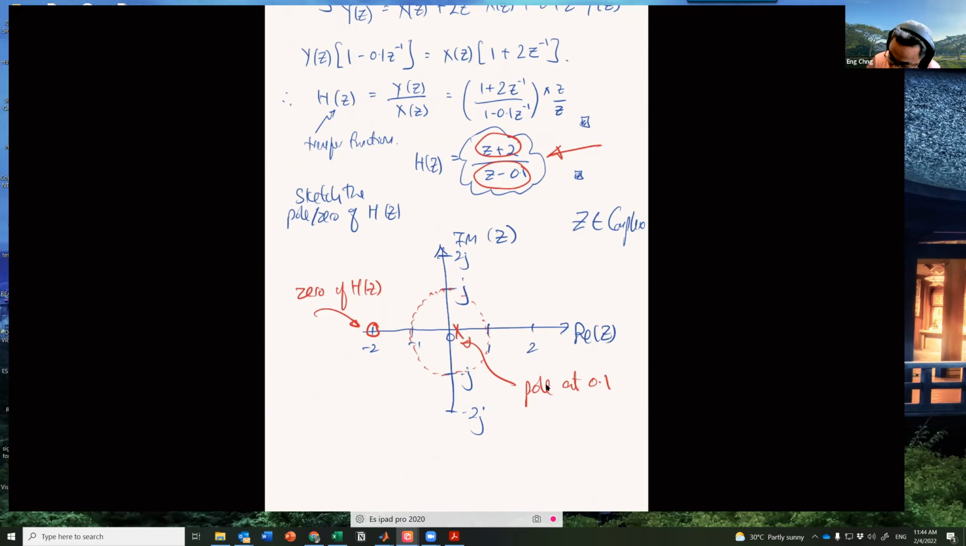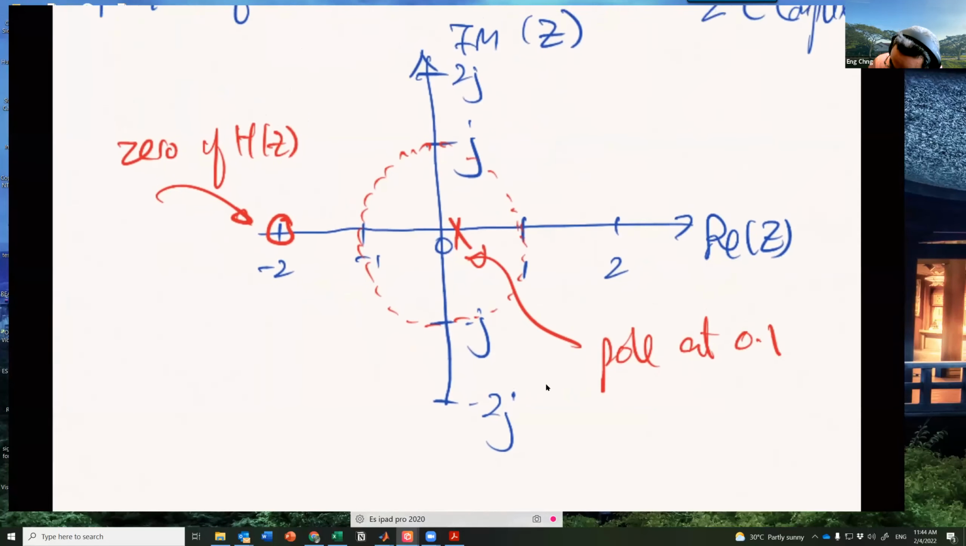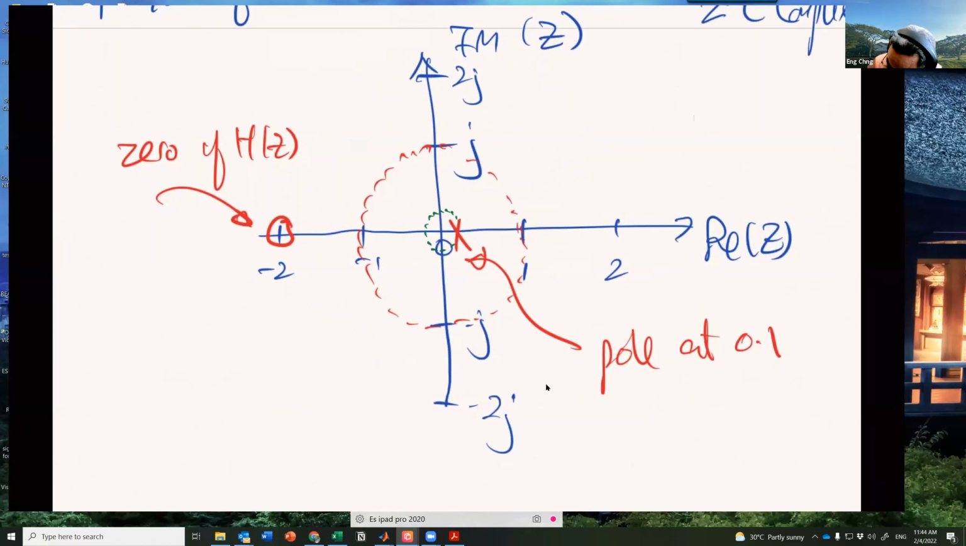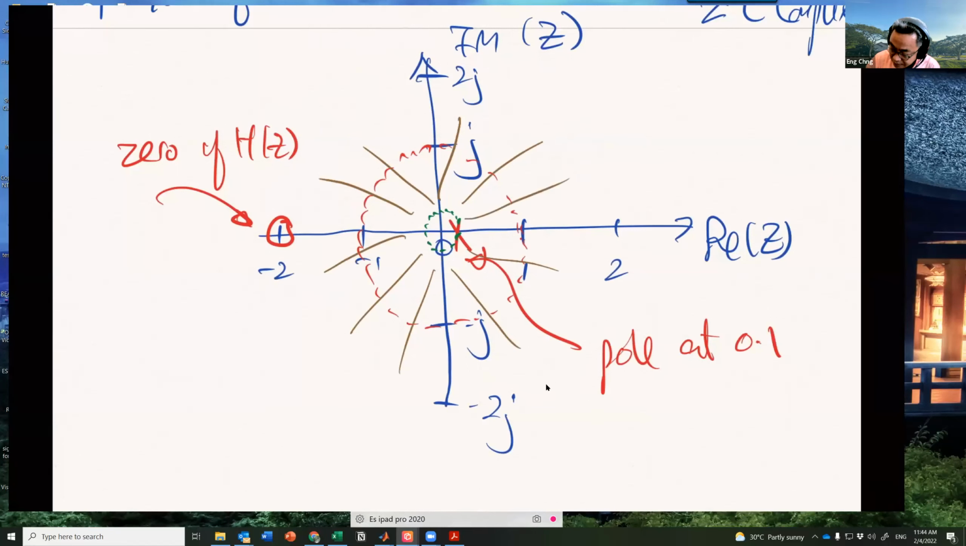determine the stability. Now, because the system is causal, what you do is you draw a circle here with radius 0.1, and now you're going to draw the region of convergence. The region of convergence is external. The ROC is external to the furthest pole of the system, and there's only one, so you draw a circle of radius 0.1 here, and you draw this hairy line to say that any of these values of z will make the system converge.